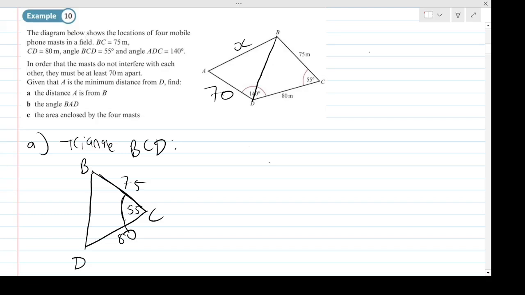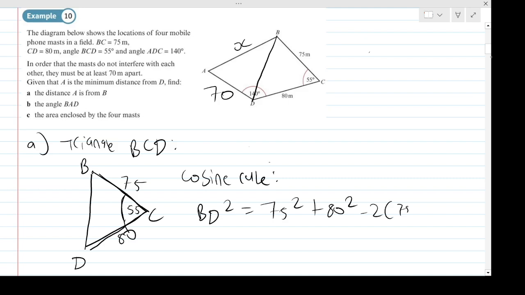Okay. So again, I've got two sides and an angle, and in particular, the angle is in between the two sides. So if this angle is opposite the other side, BD, that means we can use the cosine rule, because then I can work out this other side. So this side BD squared is going to be the two sides squared, take away 2 lots of 75, lots of 80, cosine of 55.